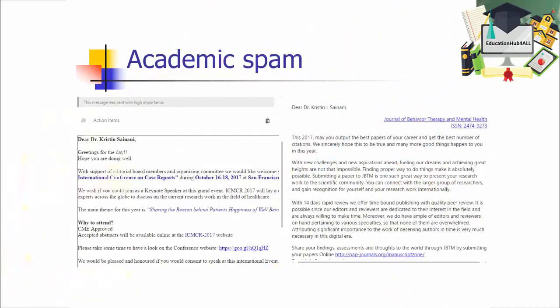The one on the right, very similar, it says, "This 2017, may you output the best papers of your career and get the best number of citations. We sincerely hope this to be true and many more good things happen to you in this year." And you can see that these are very funny and clearly spam. You get the idea. So one of the papers I'm going to be using as an example this week is going to be about academic spam.